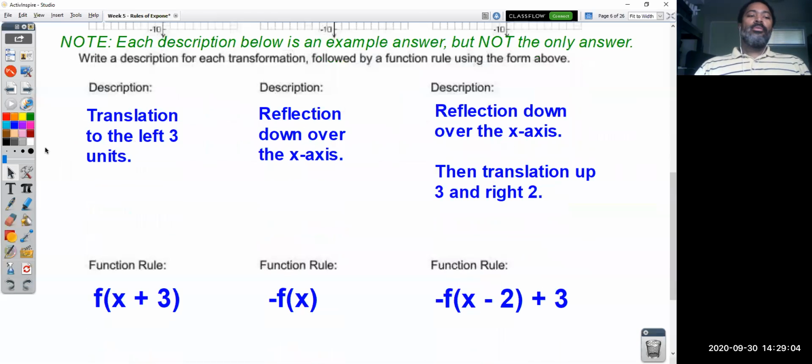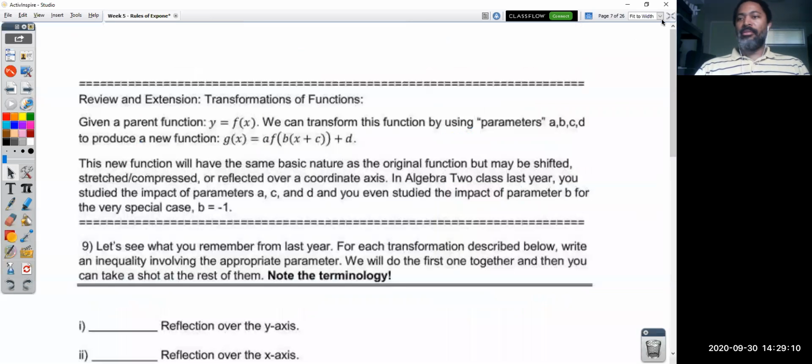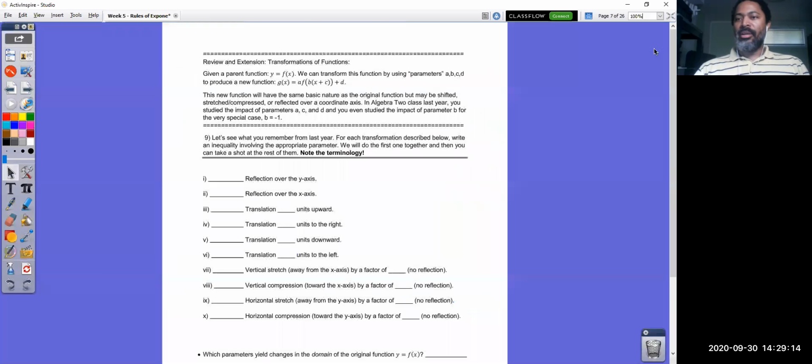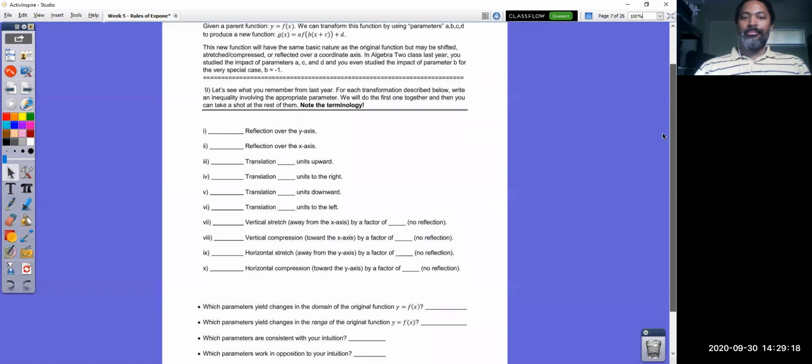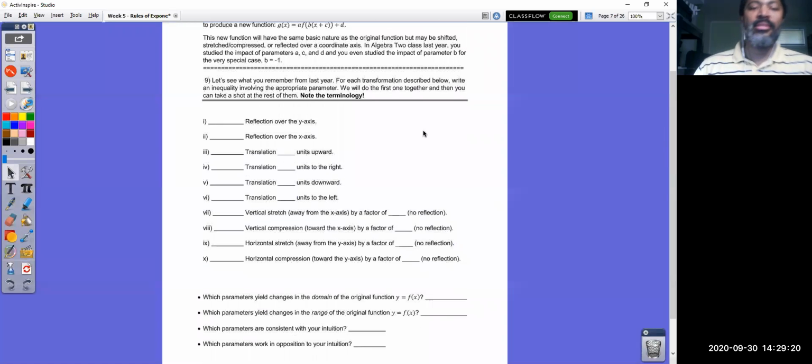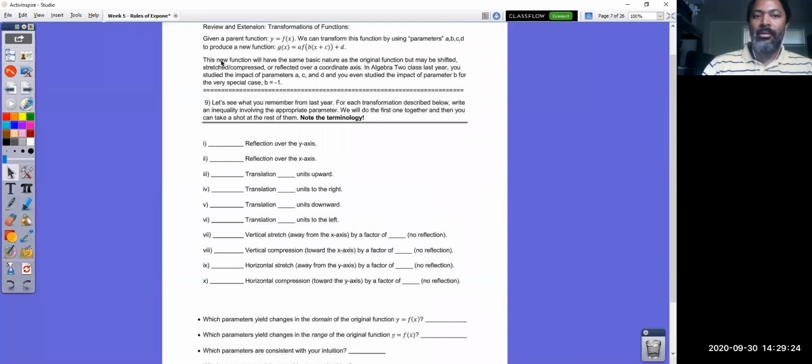I'm going to give you a review first of the properties, and then I want to look at one example that's rather involved to see how this is implemented. All right, so we have the function a f of b of x plus c, plus d, where our parameters are a, b, c, and d.